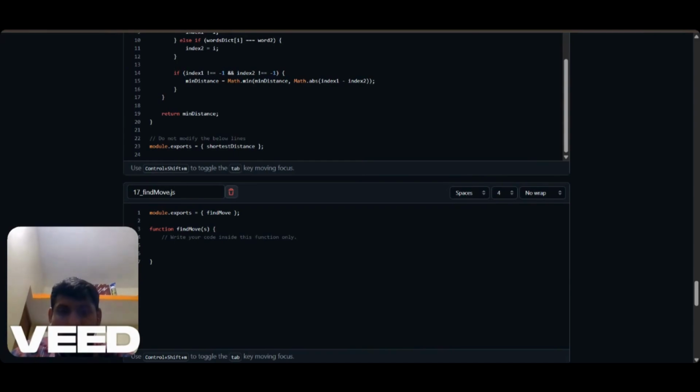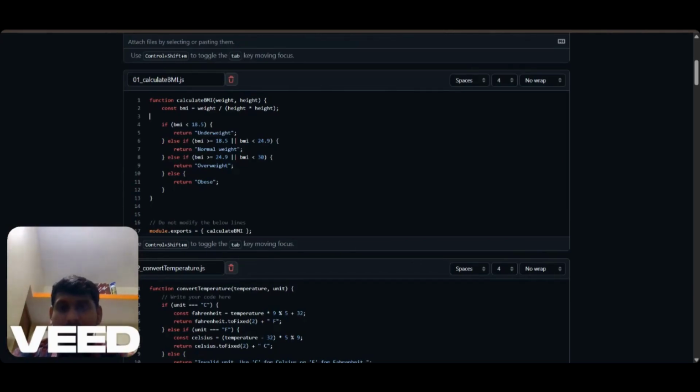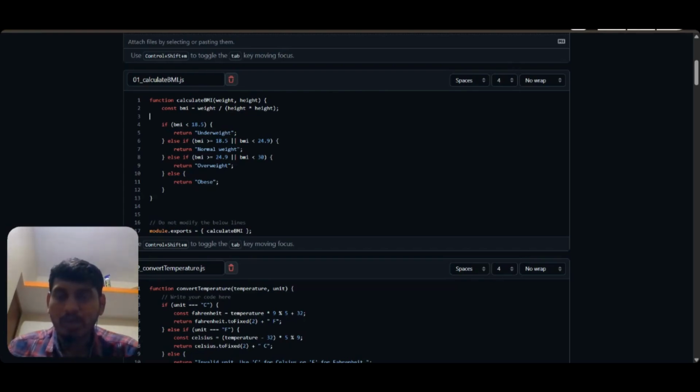For each problem, I will share my approach and abstract, the obstacles I encountered and the strategies I used to overcome them, and a detailed breakdown of their time and space complexity. First, the BMI calculator: BMI is weight divided by height times height. The value is used to determine health categories like underweight, normal, overweight, or obese.